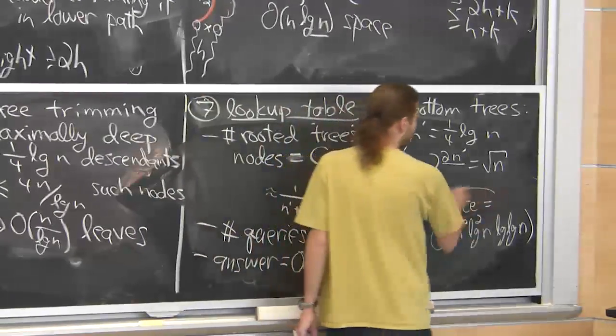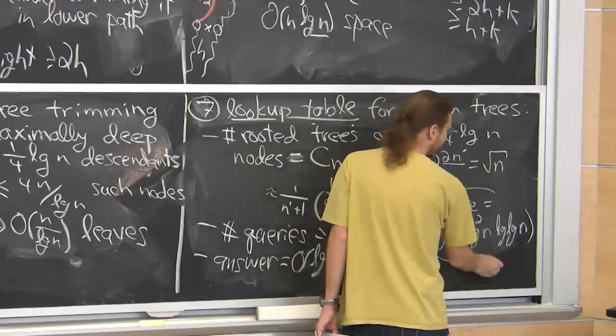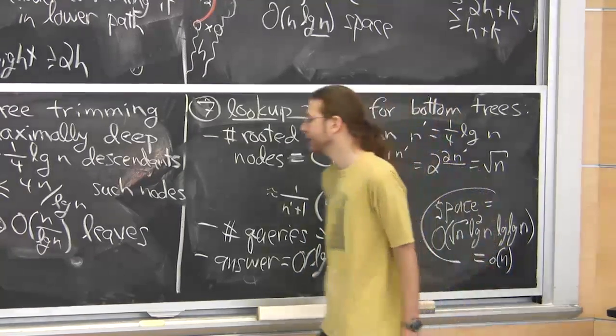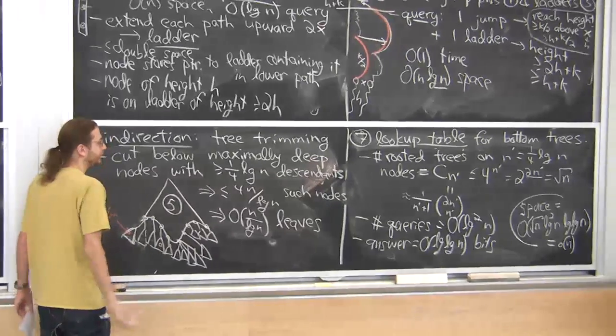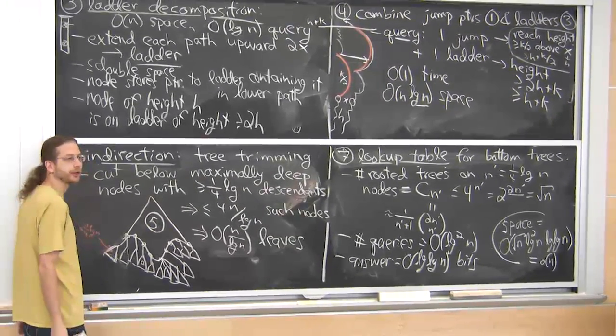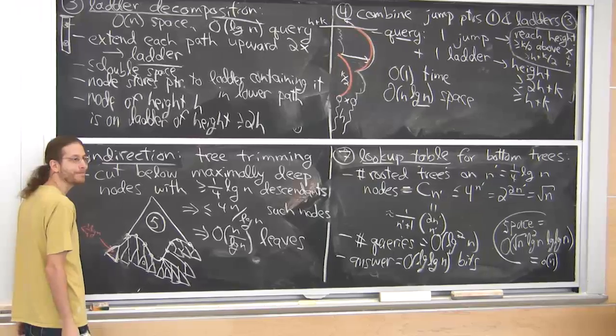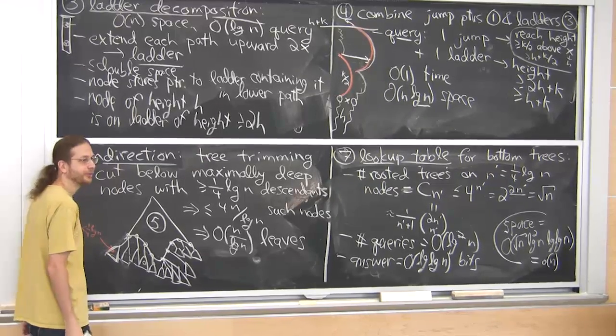And so space for this lookup table is little o of n again. And so we're dominated by the space for these pointers and for the space up here, which is linear. So linear space, constant query. Boom. Any questions?